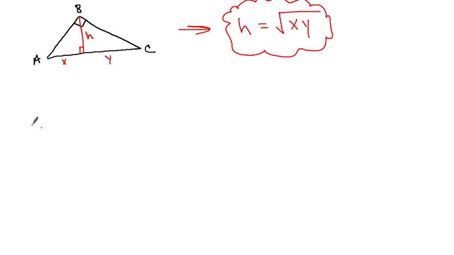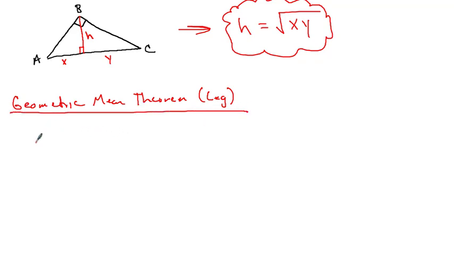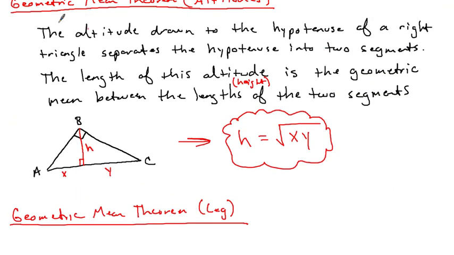Okay, we're going to do one more theorem, very similar. So this is the geometric mean theorem for a leg. Remember, this last one was for an altitude. Okay, so we're going to skip the first sentence which says the altitude drawn to the hypotenuse of a right triangle separates the hypotenuse into two segments. If you want, you can go back up and say this sentence goes down here. So you don't have to write it all again.